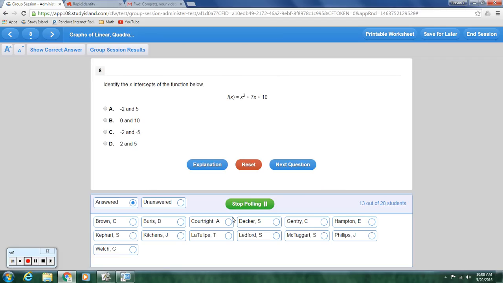Alright, next question. Now this time it doesn't say y-intercept, it says x-intercept. So where does it cross the x-axis?